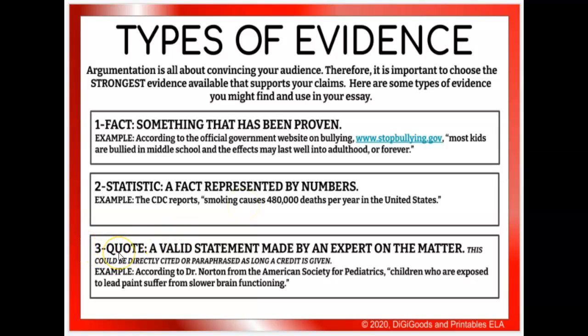And a third type of evidence is a quote. This is a valid statement made by an expert on the matter. This could be directly cited or paraphrased as long as credit is given. So in other words, when you're quoting somebody, you can reword their words into your own words. This is called paraphrasing. And you don't use quotes around these words. But if you quote their words exactly as they said them, then you must use quotation marks.